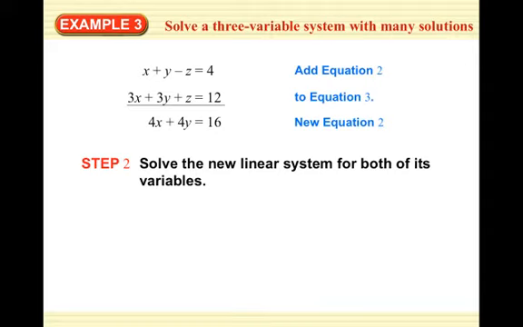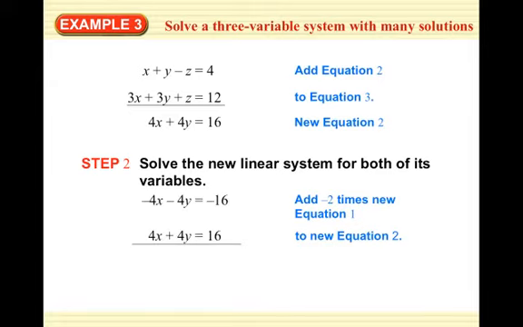Okay, so I'm going to solve the new linear system for both of its variables. Let's see. I am going to try to get rid of the x's, so I'm going to multiply my new equation 1 by -2 so that I get -4x. So I multiply everything in the new equation 1 by -2. And that gives me -4x minus 4y equals -16.